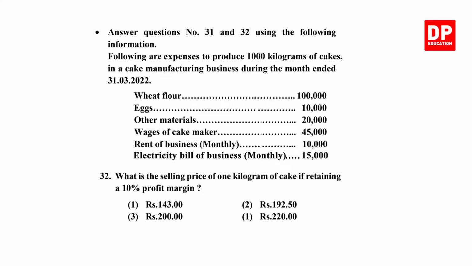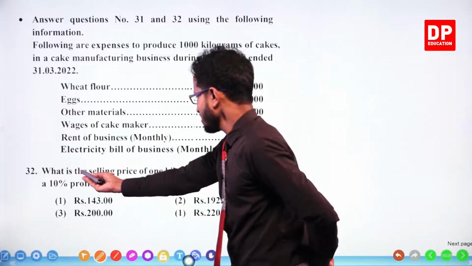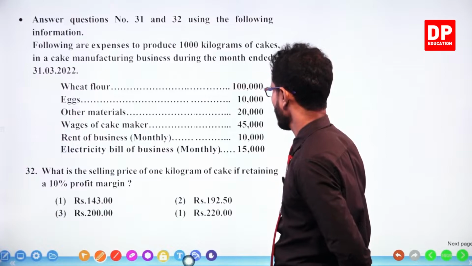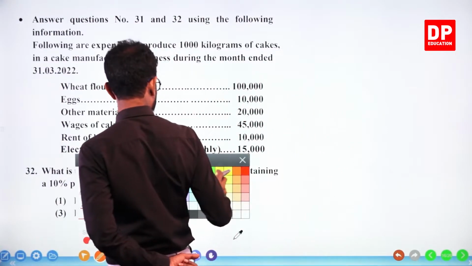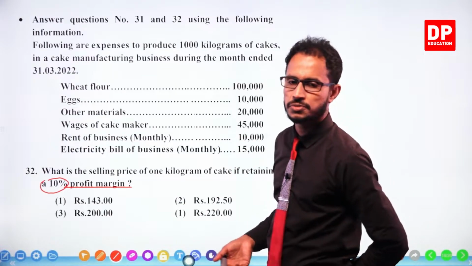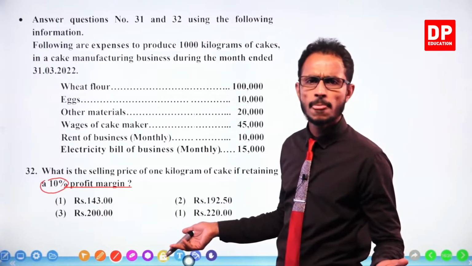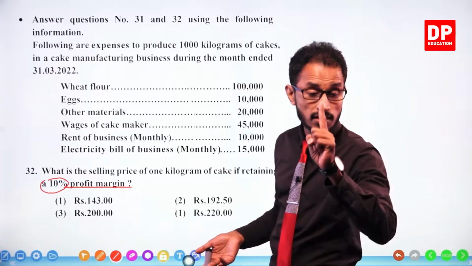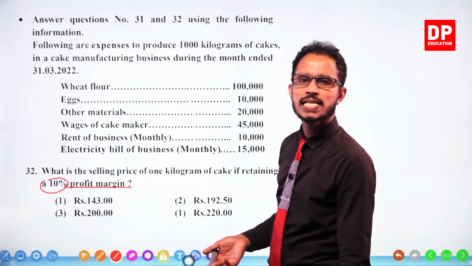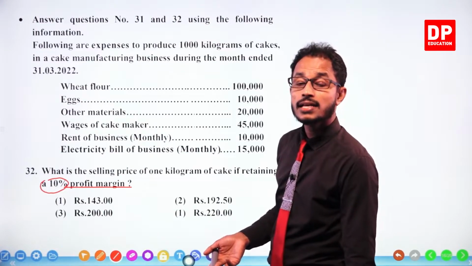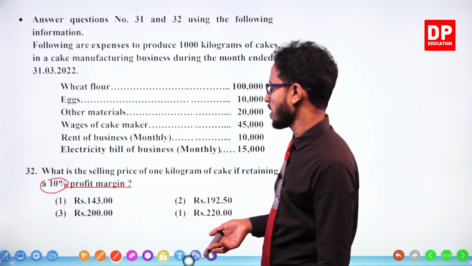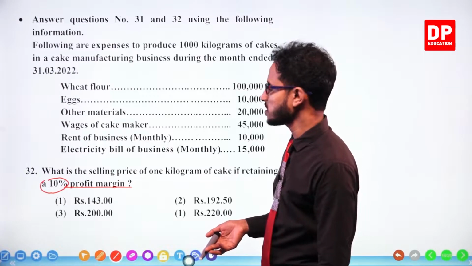32nd. Same case. What is the selling price of 1 kilogram of cake if retaining a 10% profit margin? There is a profit margin given. See, 10% profit margin. Well, that is a good profit. Whatever the production cost of a unit, in other words the unit cost, on the unit cost 10% is added as the profit. It's not a very high margin, but 10% is good.